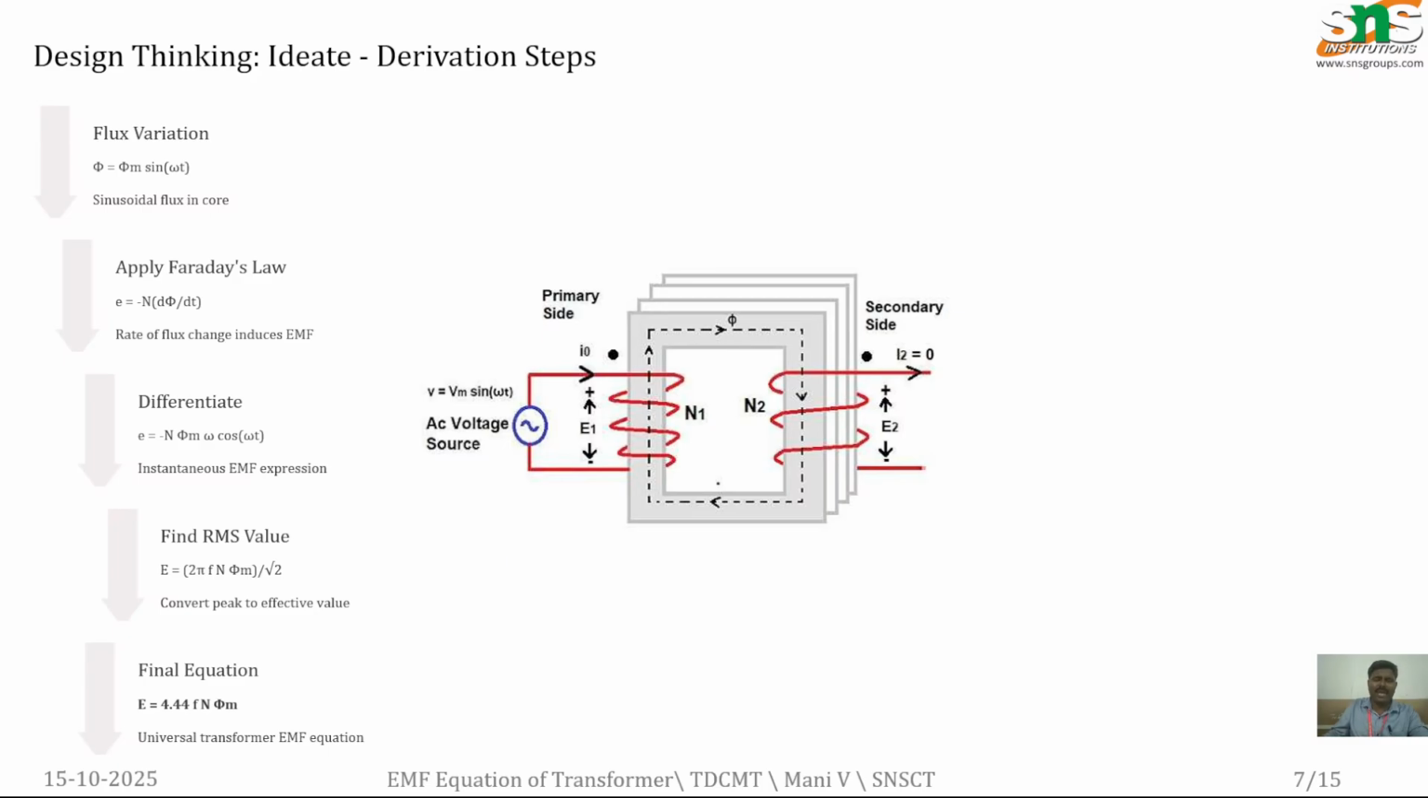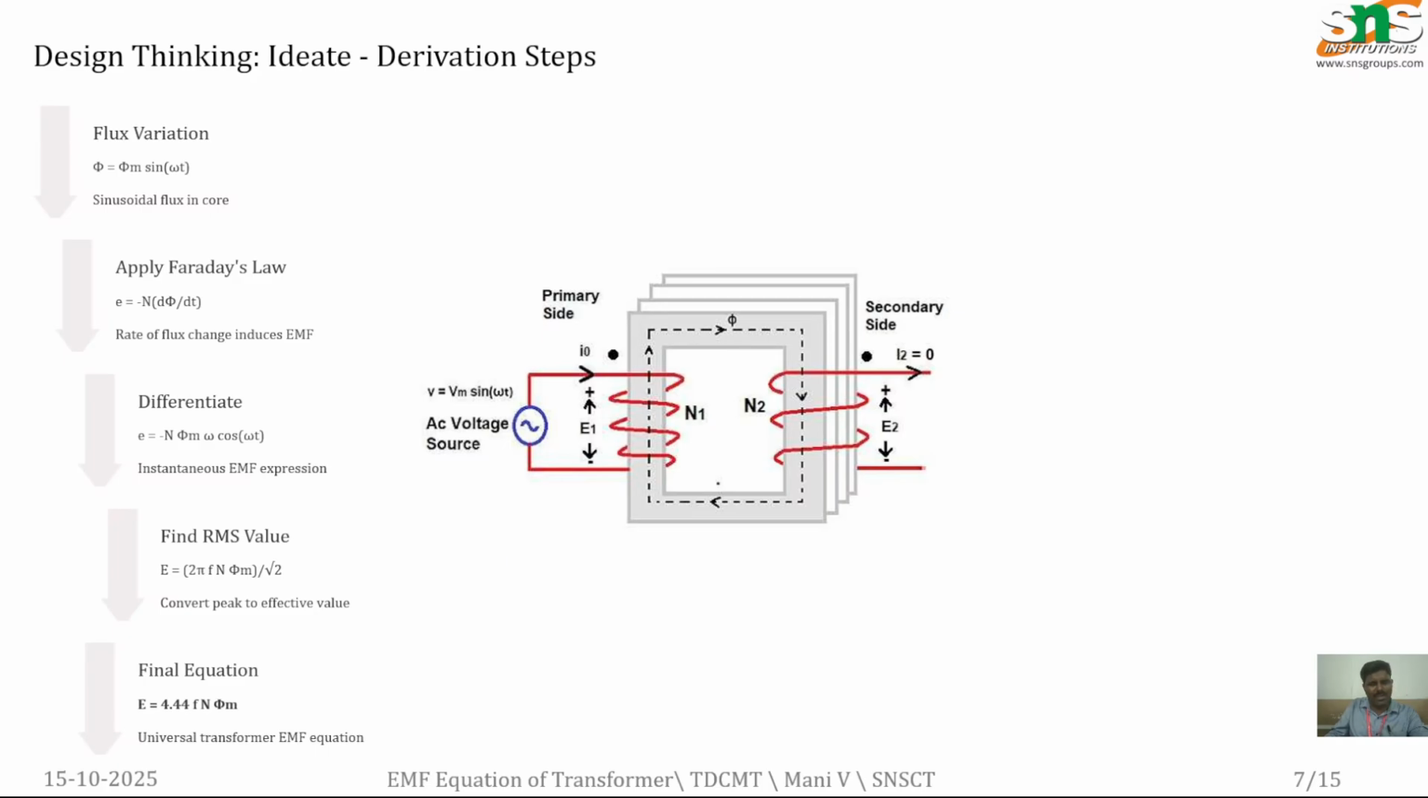So the RMS value can be calculated with respect to the root of area square divided by time period, and the average value can be calculated with respect to area divided by time. So from this, for a sinusoidal waveform, the form factor is 1.11. In order to find the RMS value, it is equal to 1.11 into the average value. So already we know the value is 4 F phi m.